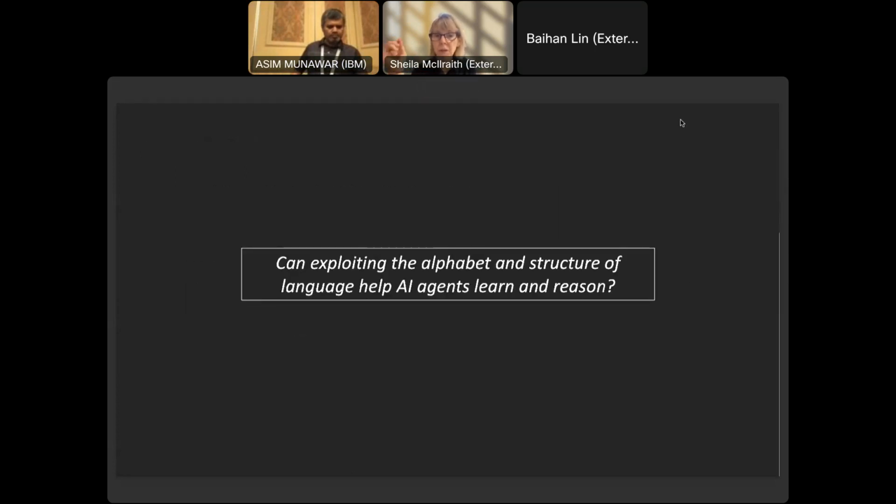So the question that I want to explore today in this talk is, can exploiting the alphabet and structure of language help AI agents learn and reason? Can we use that natural compositional structure to really learn?